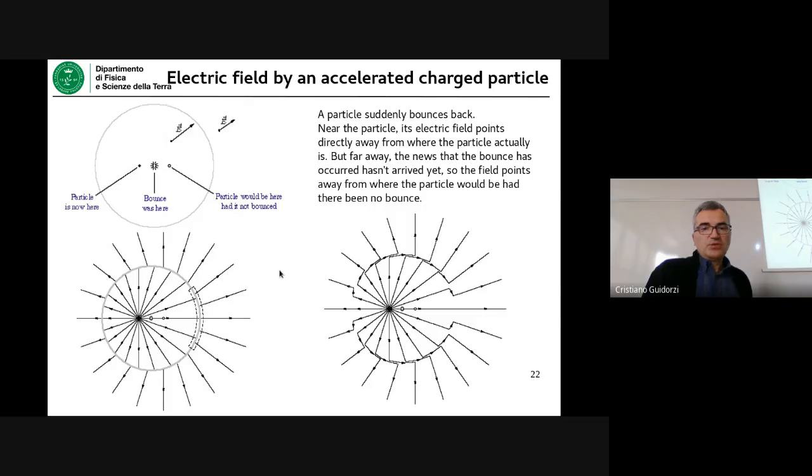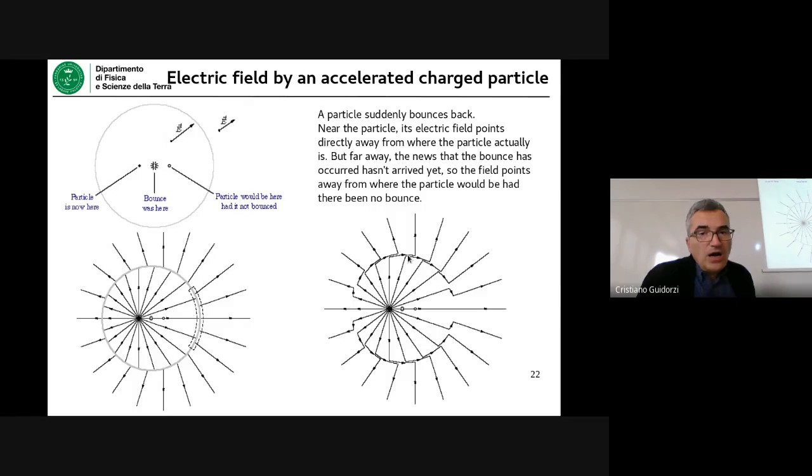So if you pay attention to the field lines across this sphere, what is the radius of the sphere? It's the speed of light times the time interval after the bounce, because that's the path traveled by the information about the bounce. And looking in particular at the electric field lines on the boundary, you see that there is a huge discontinuity. It means that the electric field here is changing.